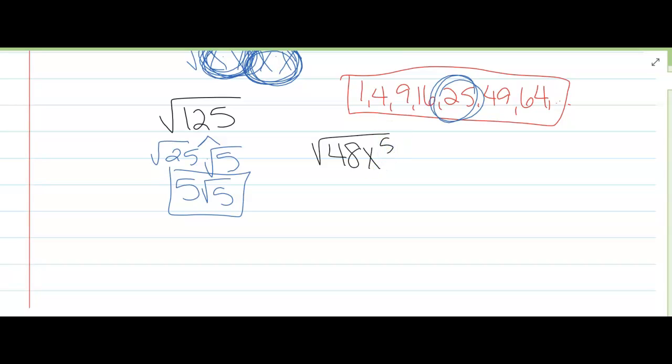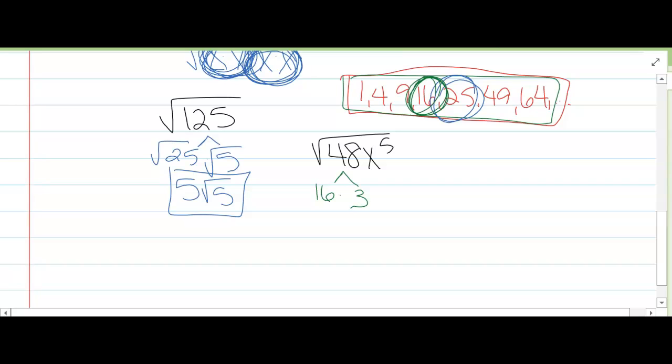Now for this one, once again, we're looking for one of these numbers that maybe I can divide into 48. And you may have to do some checking, but if you check, you would notice that 16 times 3 would give me 48. So you can take the square root of 16 and the square root of 3. The square root of 16 is 4. Can't take the square root of 3, so we're going to leave it as the square root of 3.